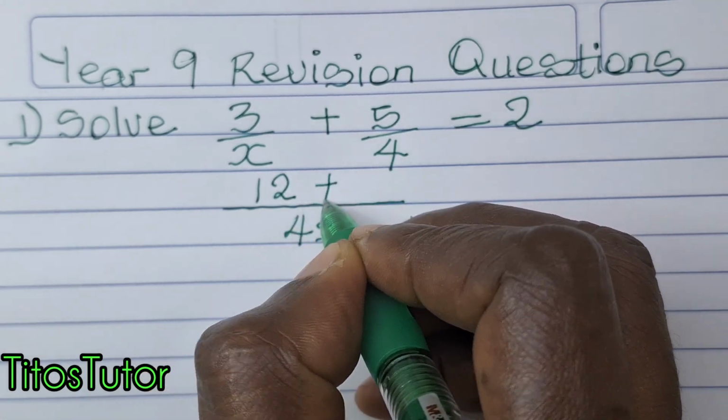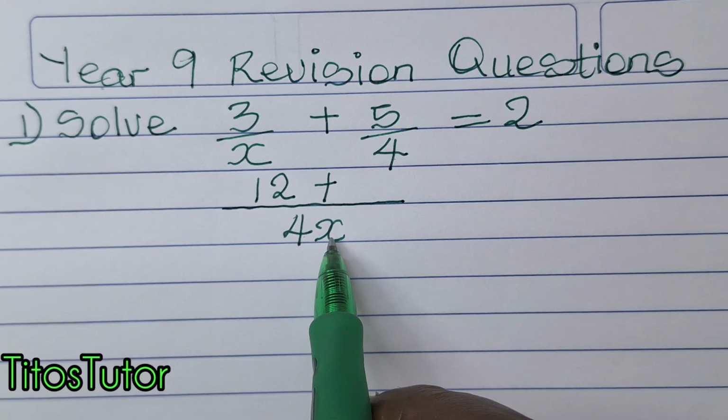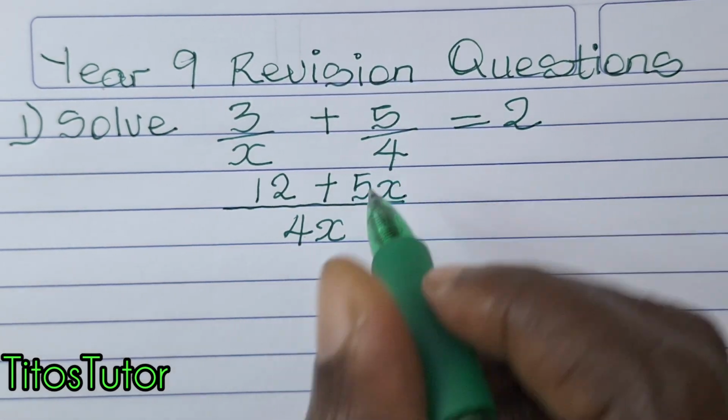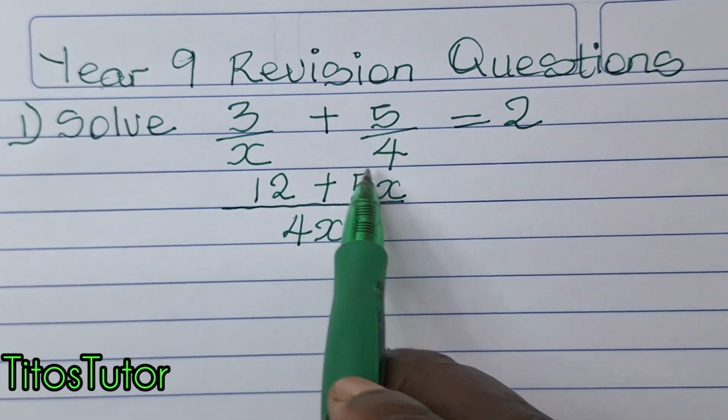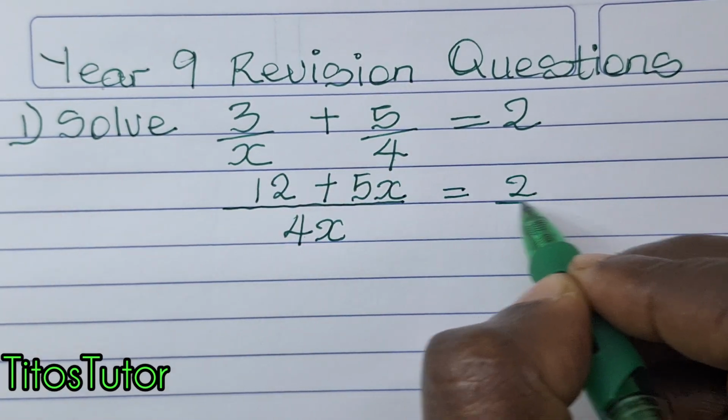We do the same on the other fraction. 4x divided by 4 is x. x times 5 is 5x. Now I have made these two fractions into a single fraction, so I equate it to 2 over 1.